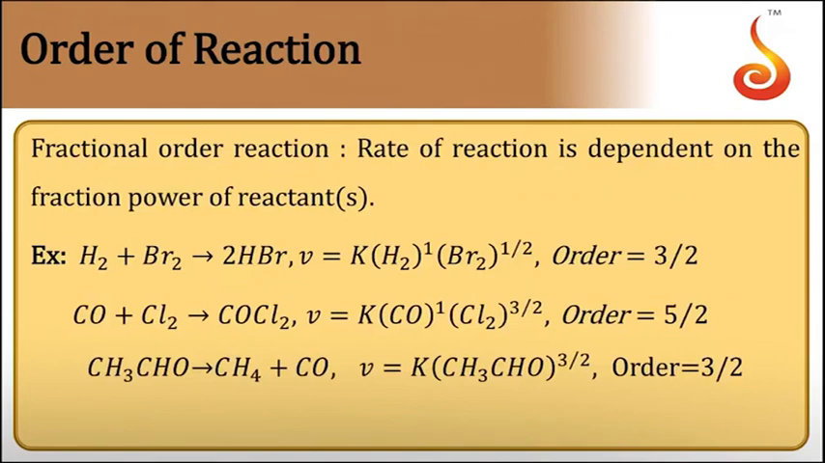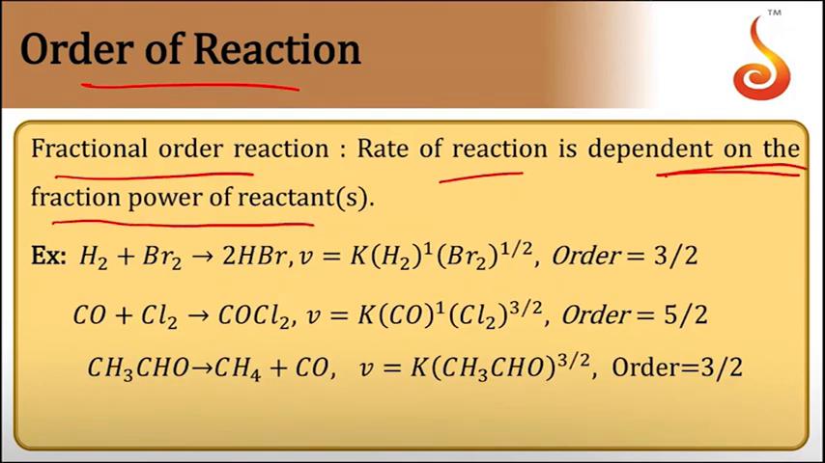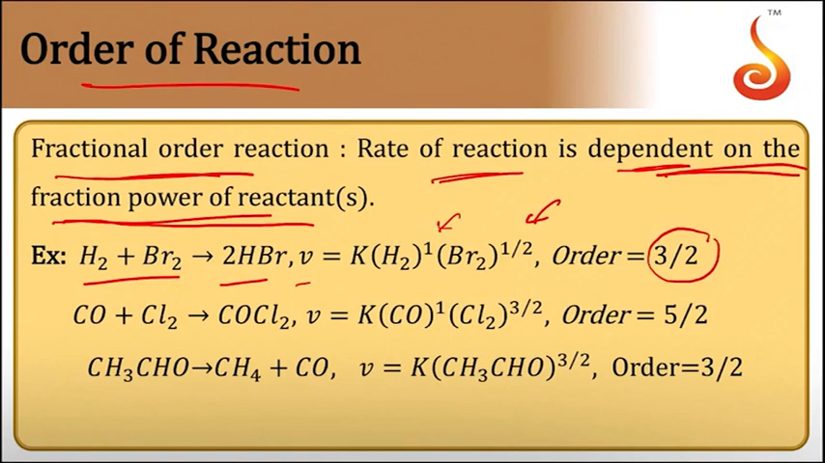Then when you go to the fractional order reactions, the rate of reaction depends on the fractional power of the reactants. So for example, H2 and Br2 giving rise to 2HBr, the rate law is given as [H2] to the power of 1 and [Br2] to the power of half. The sum of these two powers is 3 by 2. So for this reaction we say that the order of reaction is 3 by 2, because the sum is 1 and half.